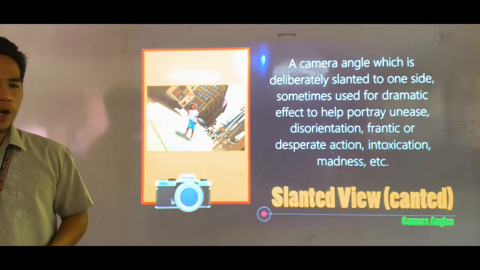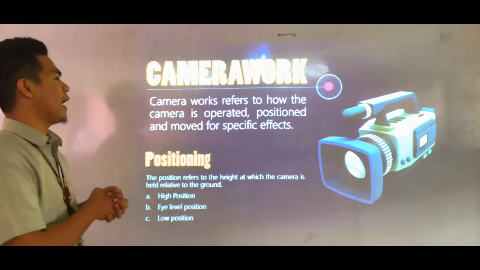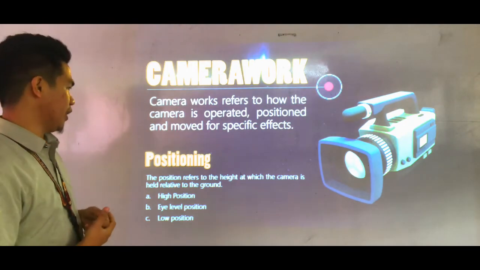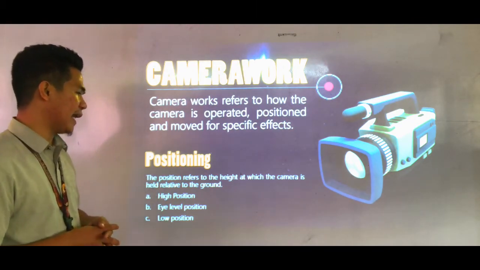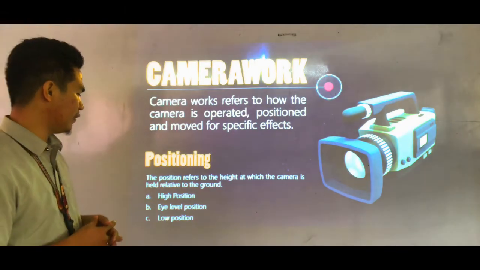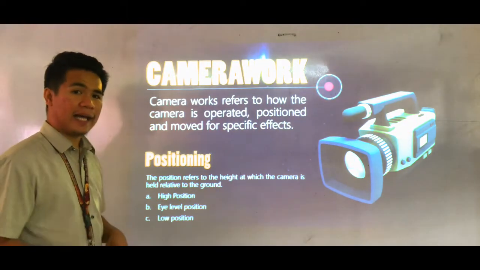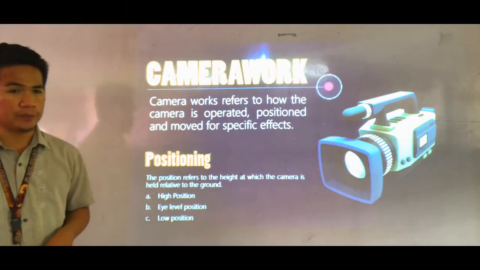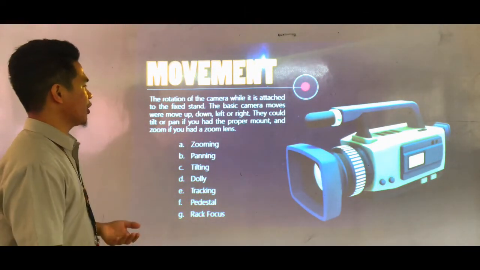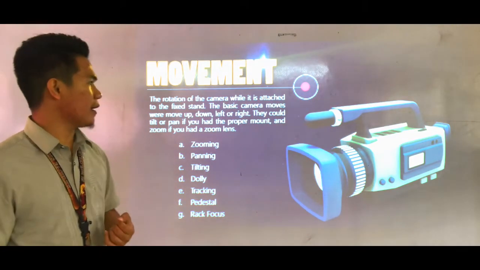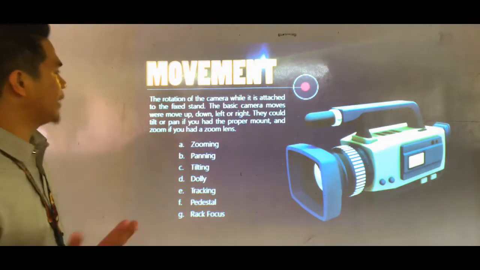Okay? We have also the camera work. Camera work refers to how the camera is operated, positioned and moved for specific effects. So in positioning, the position refers to the height at which the camera is held relative to the ground. We have here the high position, the eye level position, and the low position. Okay, we have also the movement. The rotation of the camera while it is attached to a fixed stand. The basic camera moves were up, down, left, or right.